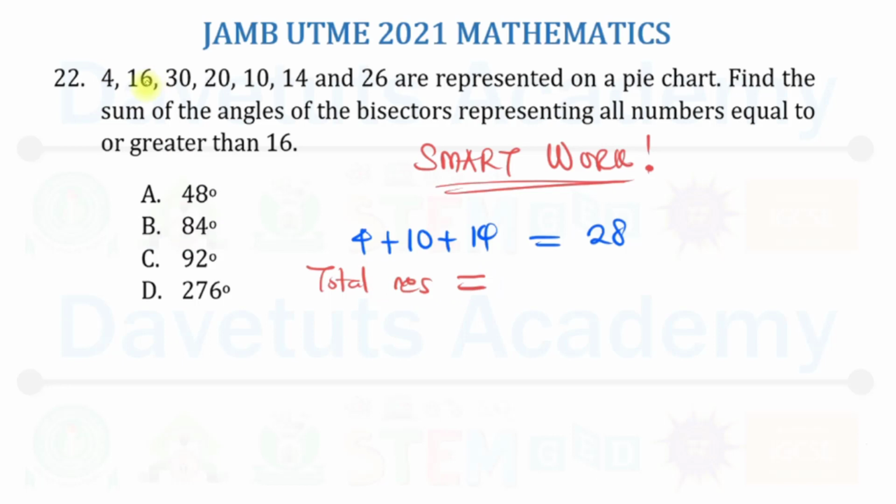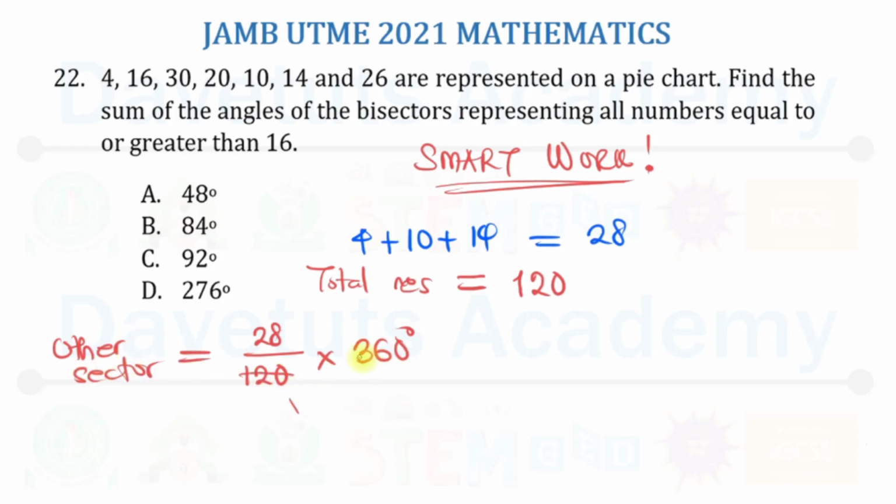4 and 16 is 20. 20 plus 30, 50, plus 20, 70, plus 10, 80, plus 14, 94, plus 26 is 120. Okay? So, the sum of angles of those sectors that are left out, apart from the one that they are asking us, is going to be 28, which is what I got here, over 120 times 360 degrees. Other sector, let me just write that out.